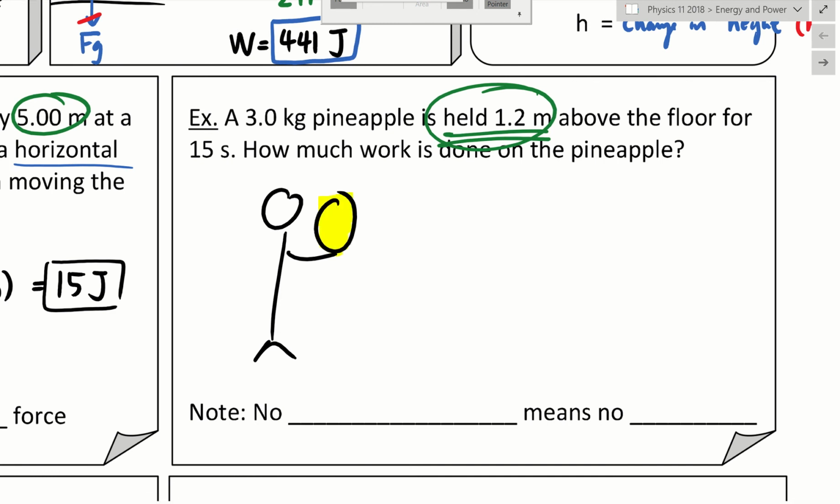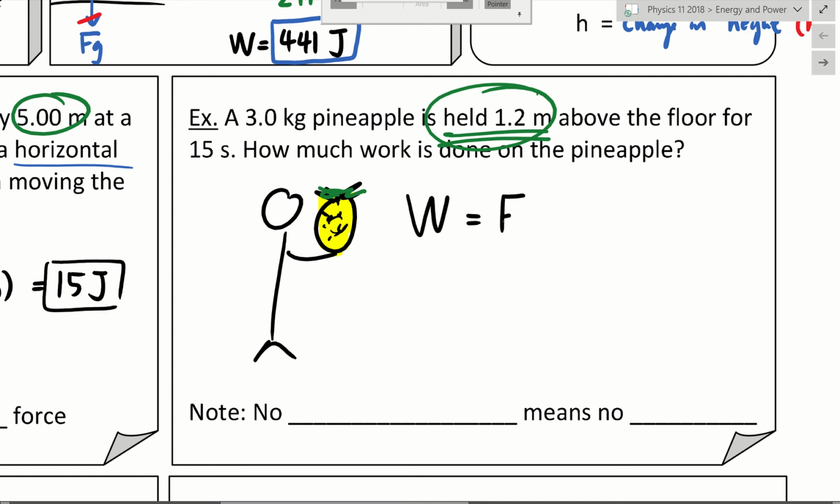So that's a pineapple. I don't know how to draw a pineapple. There you go, right? That's good. Pretty good, right? Pineapple for you. So what is the work done? 0. Why is it 0? Because, well, you can think about it in the equation form. Because it's force times distance. How much force do you need to apply? At least gravity, we know that, right?